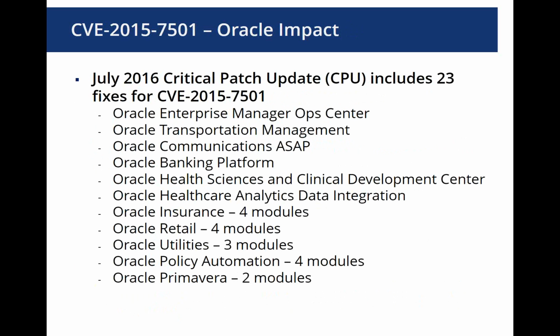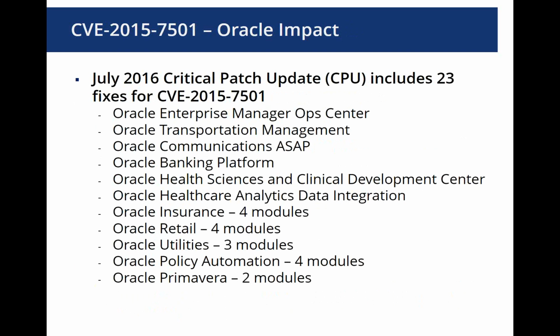So there's 23 more fixes within the July 2016 to fix this one vulnerability, because this library is just used everywhere. So they had to go through all these different applications, from transportation management, communications, banking, healthcare, insurance, retail, utilities, Primavera. So they now have to update this library in all these different applications, because at some point these applications are accepting untrusted serialized input. And the gadget was a very powerful one, very capable one, so they need to close that gadget hole. So again, they're just updating the jar file in all these to the latest version.